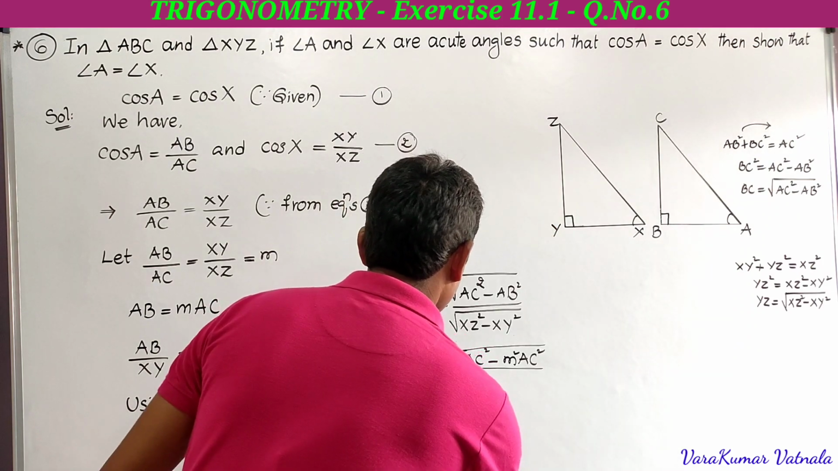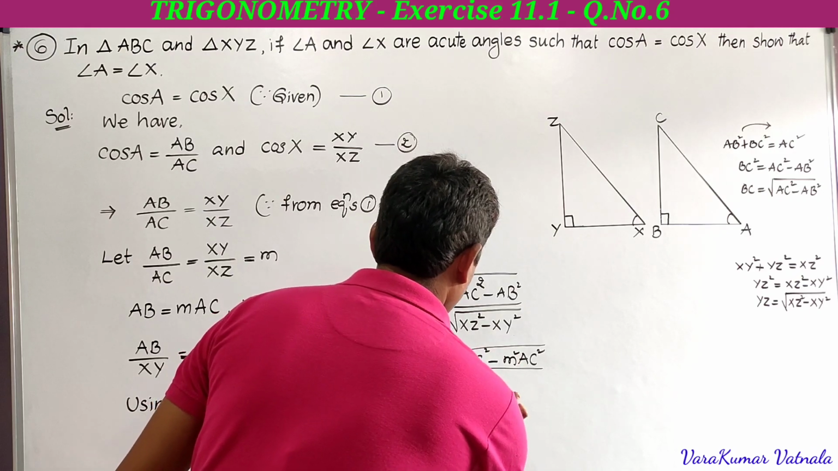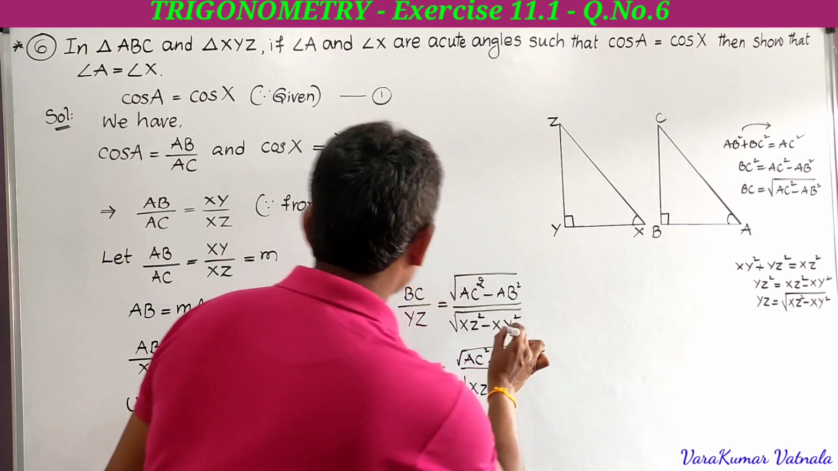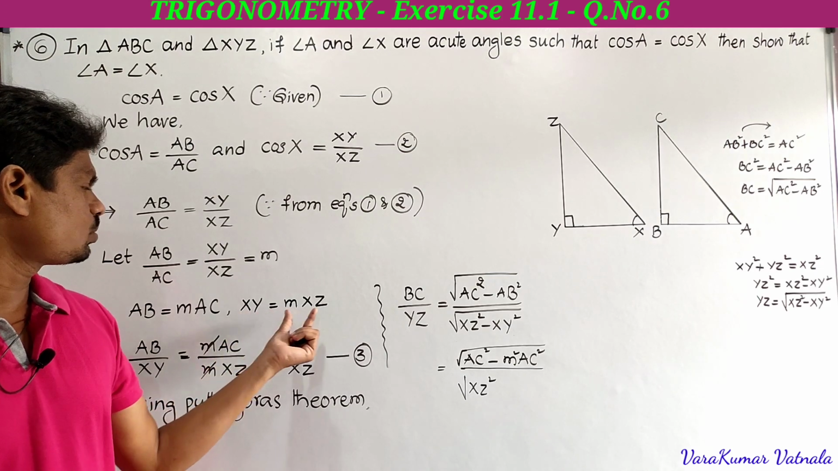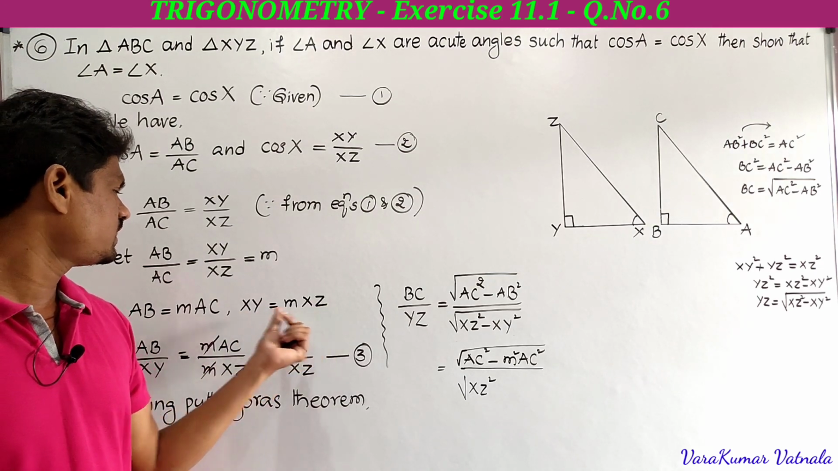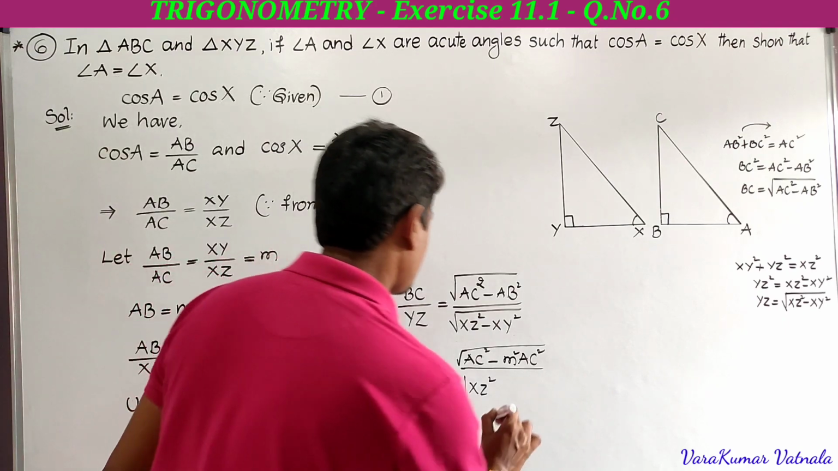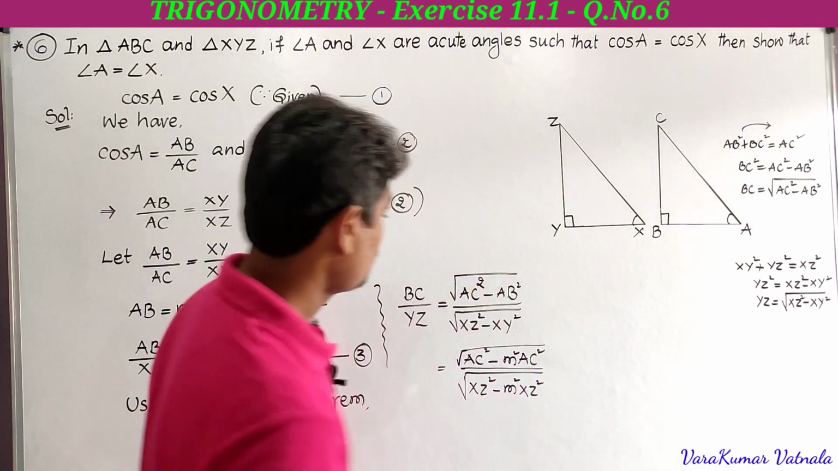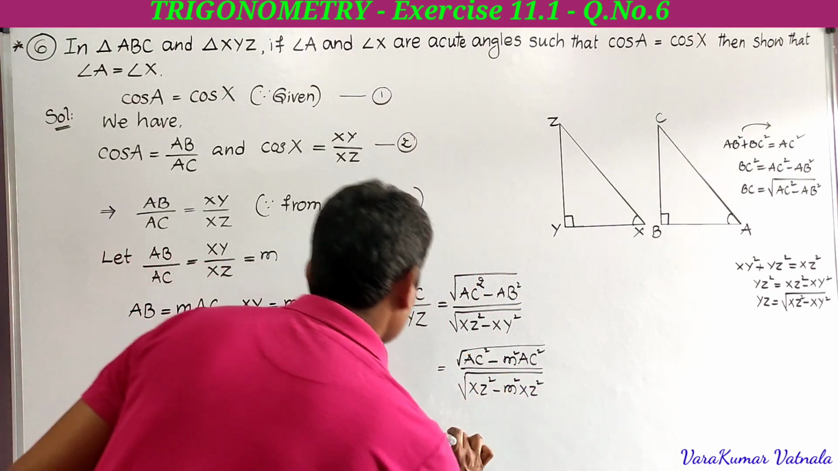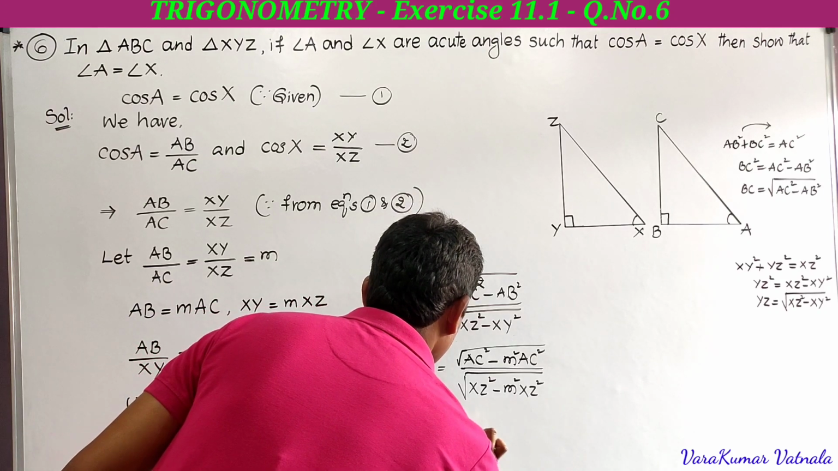So here also write square root of XZ square as usual. So XY square, XY equal to what is there? M XZ is there. So XY square becomes M square XZ square. So see here what we get in the numerator.